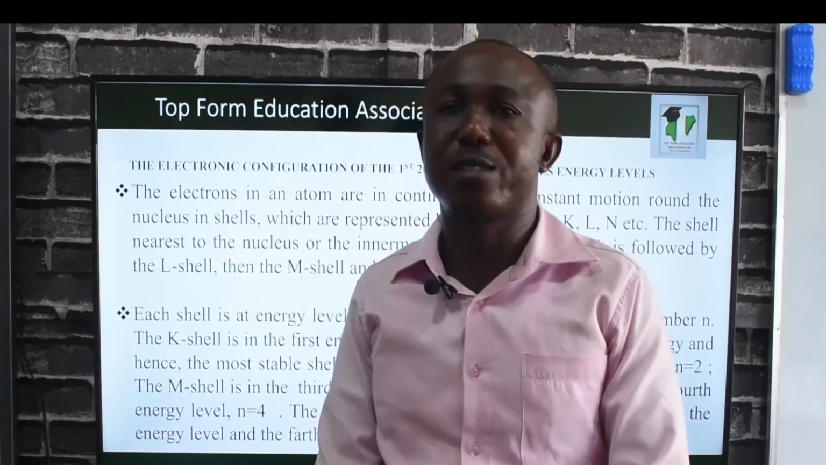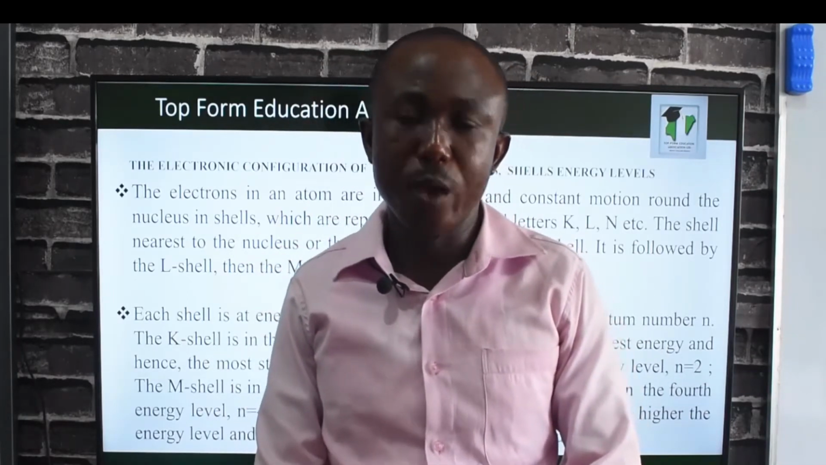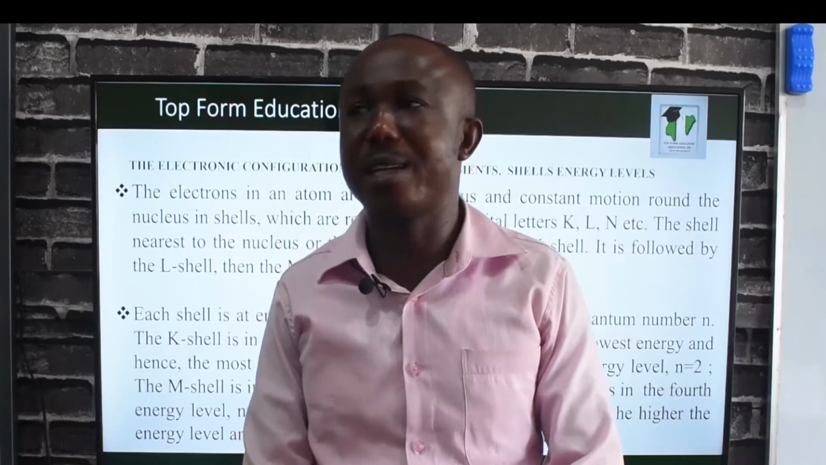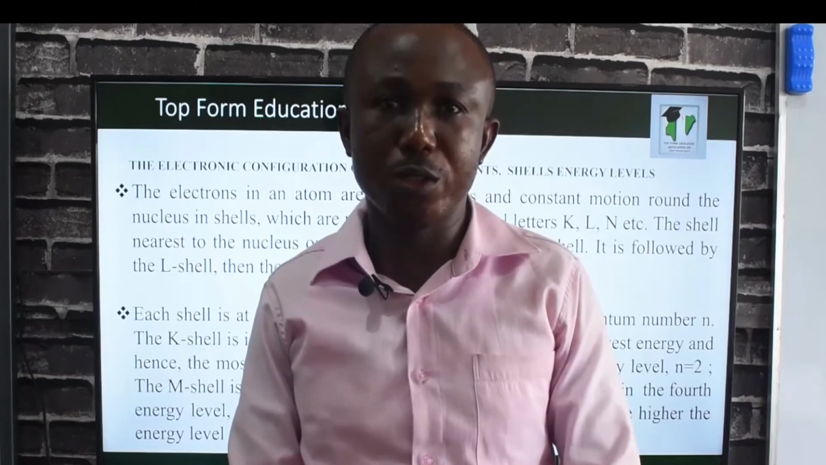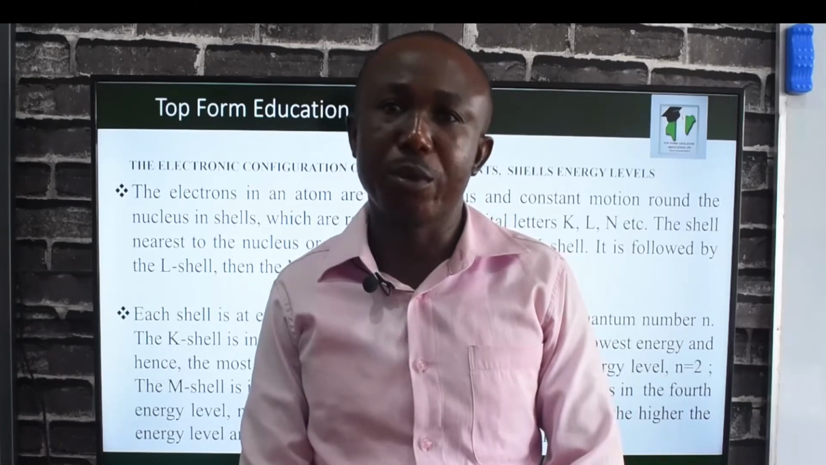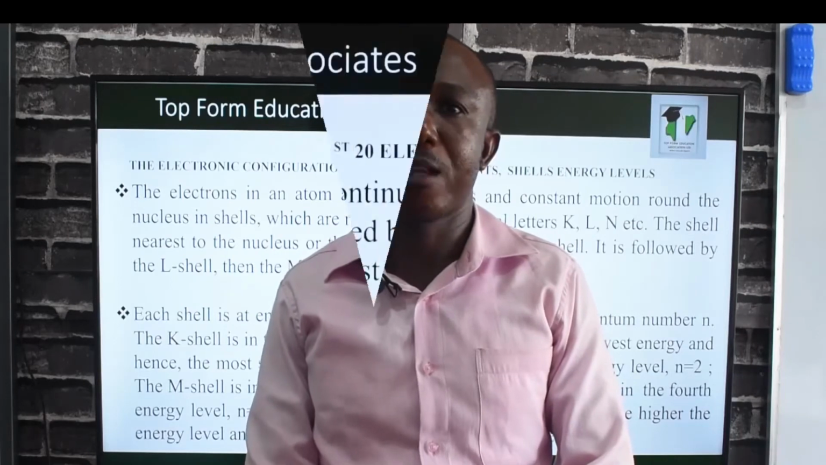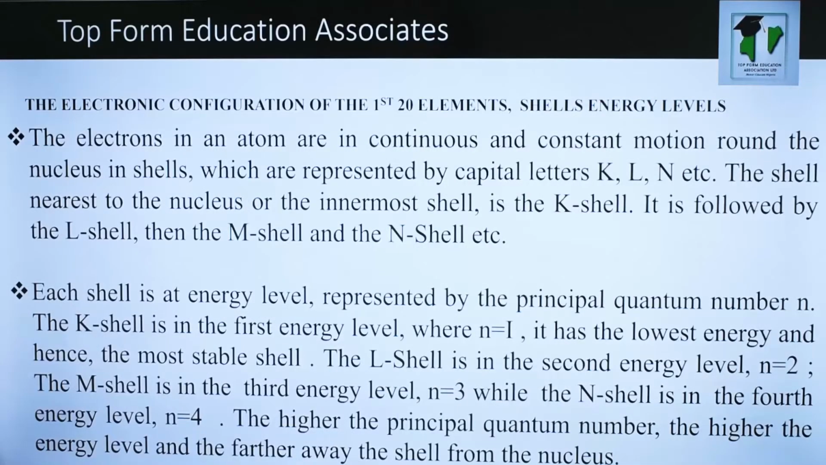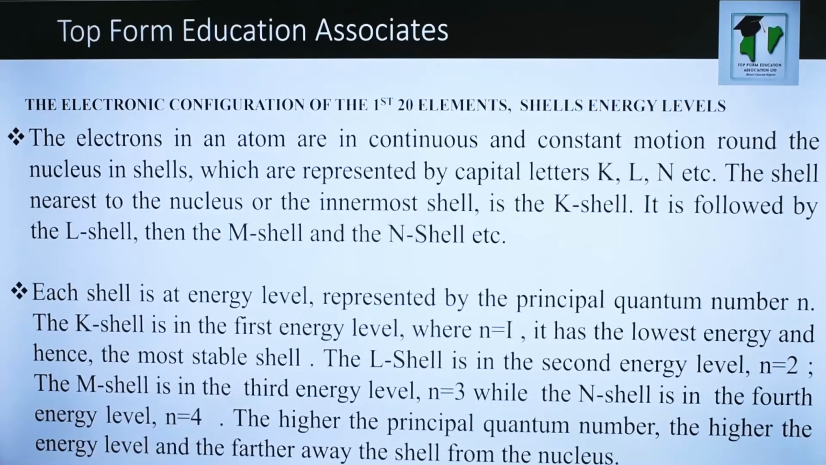Now, we went ahead to say that the group 1 elements are called alkali metals, whereas the group 2 elements are called alkaline earth metals. We also said that the group 7 elements are called halogens, and then the group 8 elements are called the noble gases or inert gases or rare gases. So the topic for today's lesson is the electronic configuration of the first 20 elements, shells and energy levels.